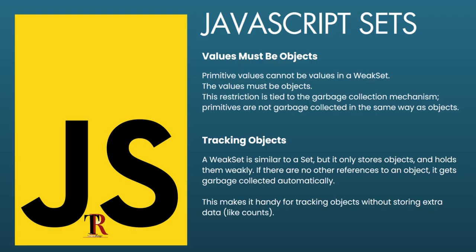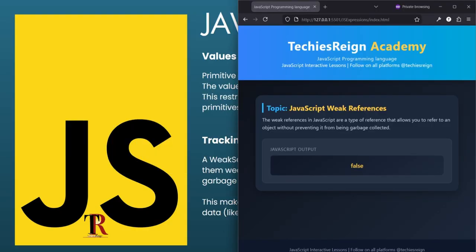So JavaScript already understands how to garbage collect references to objects from a weak set. This makes it handy for tracking objects without storing extra data like a count. If you want to track an object, a weak set is handy, without storing extra data like the number of times that object has existed. So let's take a look at an example of how you can track an object. I'm going to give a practical example. Follow me.